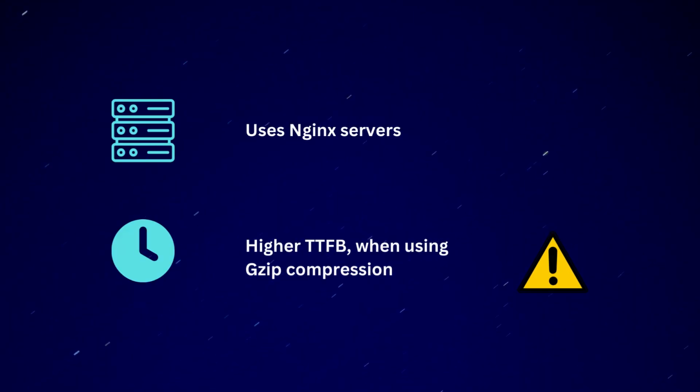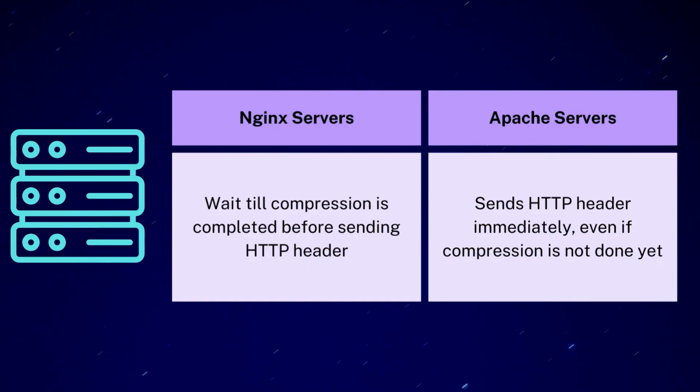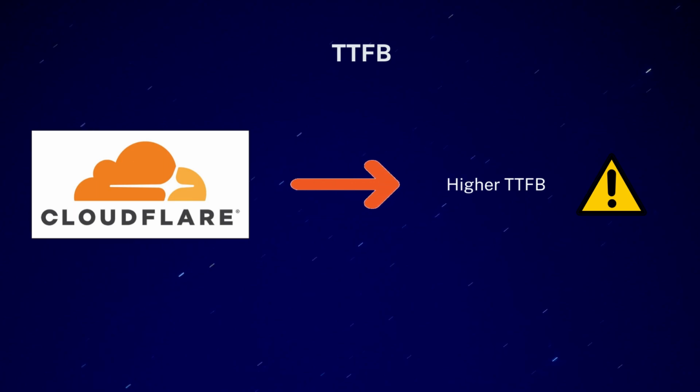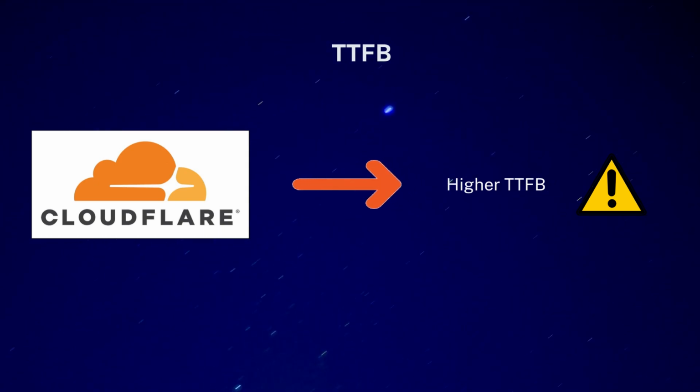Also, Cloudflare uses Nginx servers. One of the drawbacks of Nginx servers is that they have higher TTFB than Apache servers when using gzip compression. This is because Nginx servers wait until the compression is completed before sending HTTP headers, while Apache servers send out the HTTP header immediately even when the compression is not yet done. In short, this means that the TTFB of a website using Cloudflare may be higher than the TTFB of a website that is not using Cloudflare.